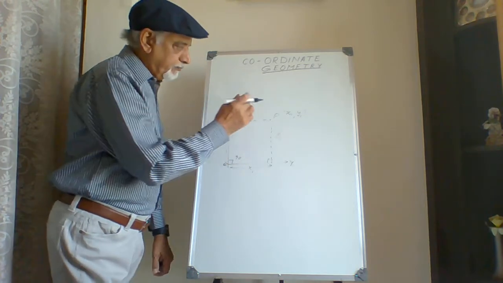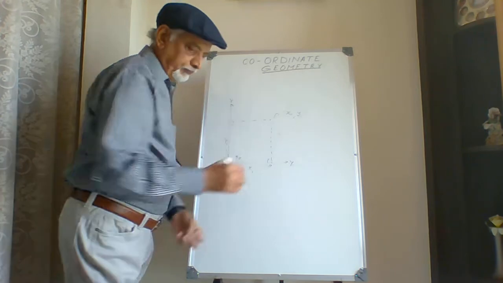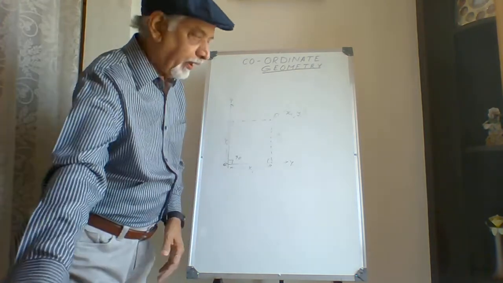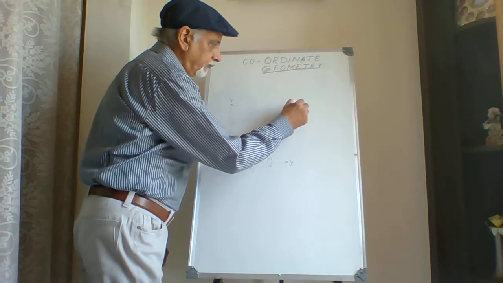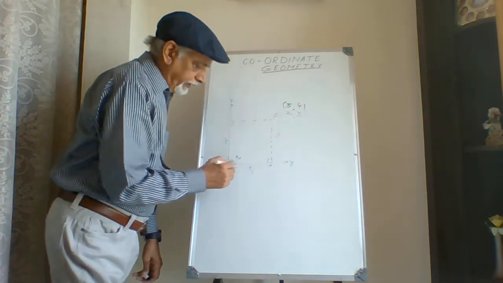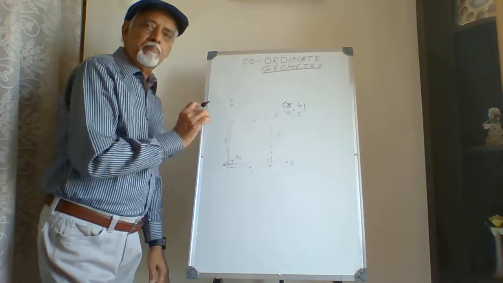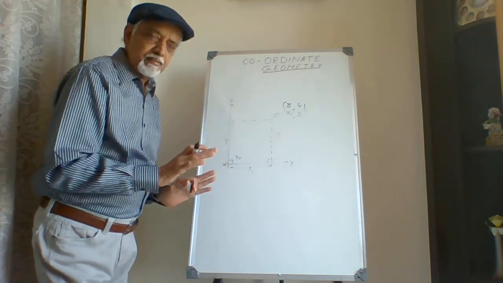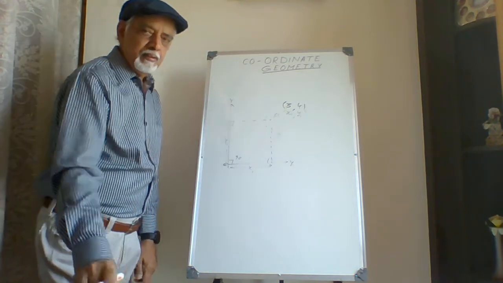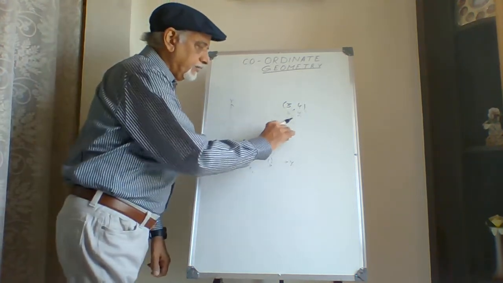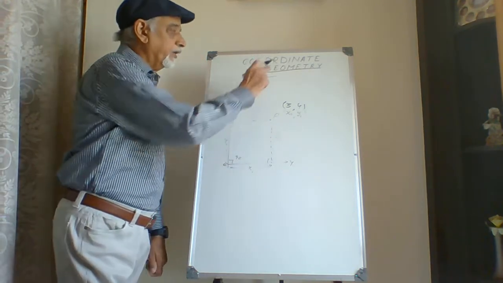And if I give a numerical value, say 3 and 4, I name this point as 3 and 4. Then 3 units in this direction, 4 units in this direction, and definitely you will come only to point P. You cannot reach anywhere else. You cannot go to this point or this point or this point. So that is the exact location of the point P if I know the coordinate.